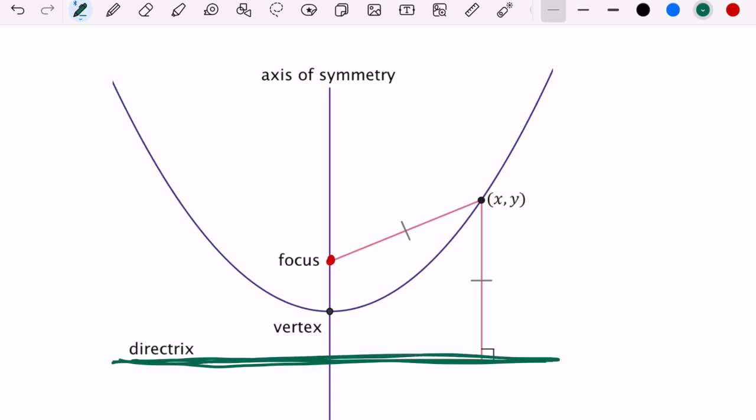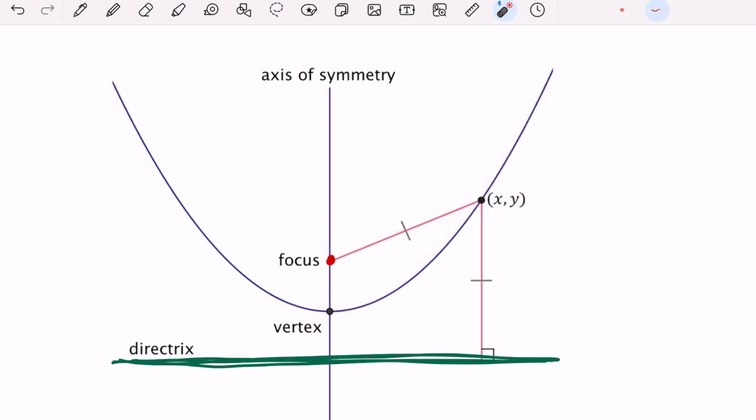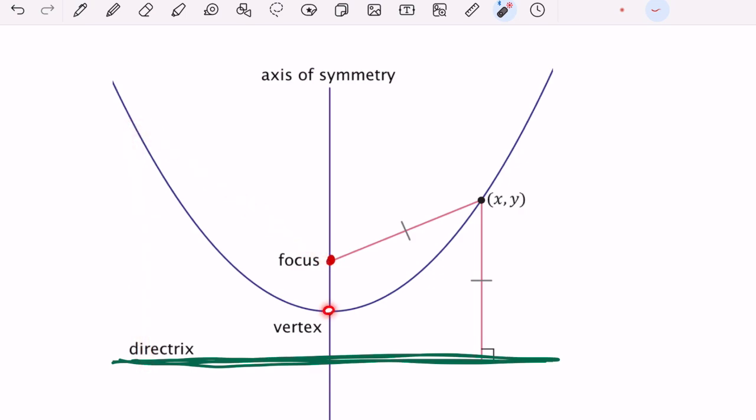The distance from any point over the parabola to the focus is the same as the distance to the directrix. So grab any point, a point here. The distance from the point to the focus is the same as the distance from the point to the directrix. Grab any other point, for example the vertex, a point that you already knew from Algebra 1. The distance from the focus to the vertex is the same as the distance from the vertex to the directrix.